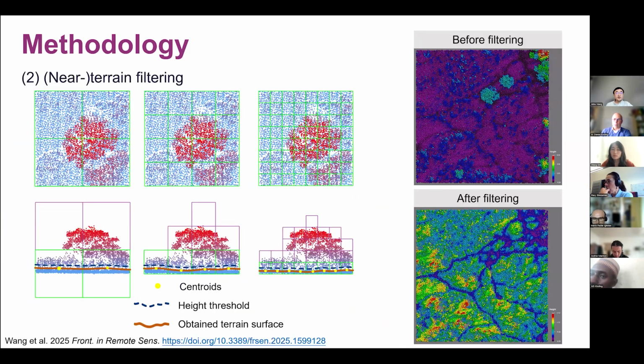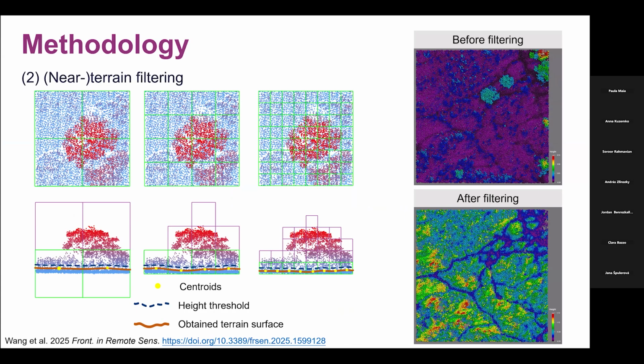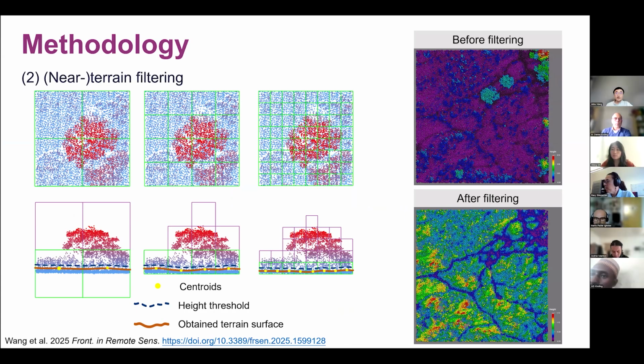The second step is near-trail filtering. We used an iterative way to reduce the size of grids and gradually refine the terrain. As denoted by this solid line, we then applied a height threshold to segment near-trail points and the vegetation points. The images on the right show the point cloud data visualization before and after trail filtering. Before filtering, you can merely see the trails, but after, you can see clearly part of the trails.